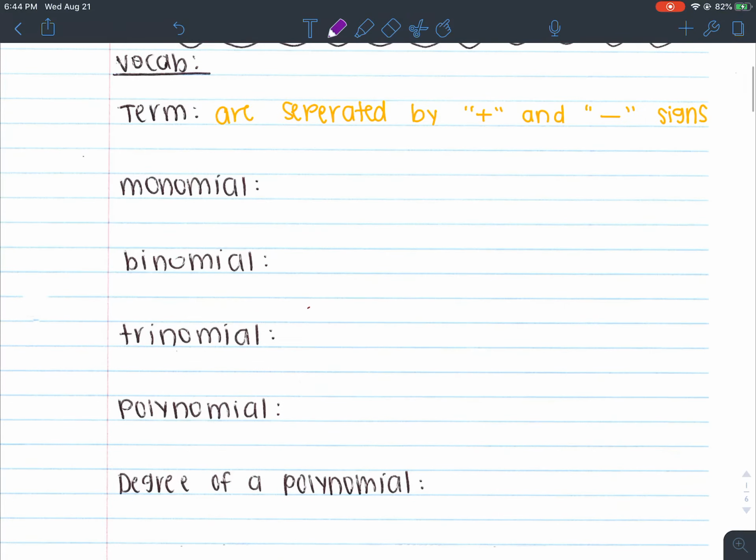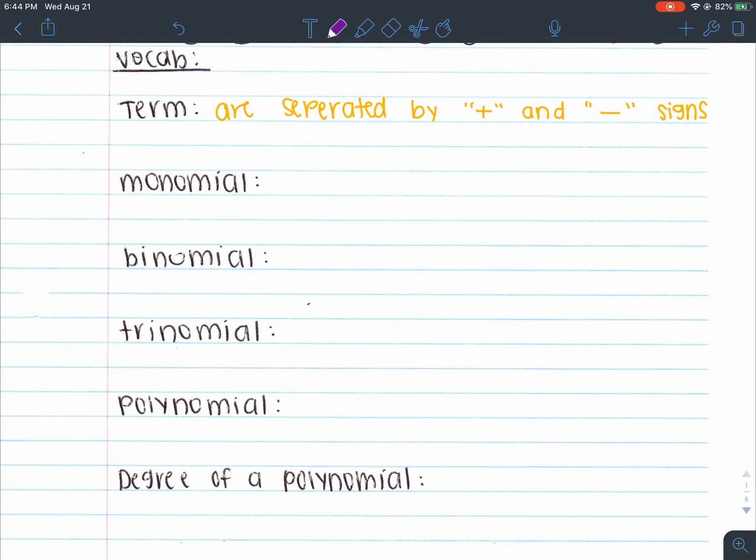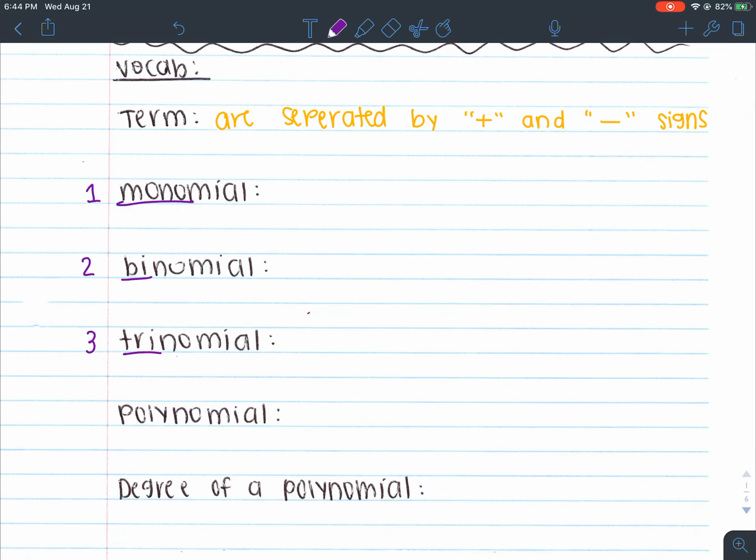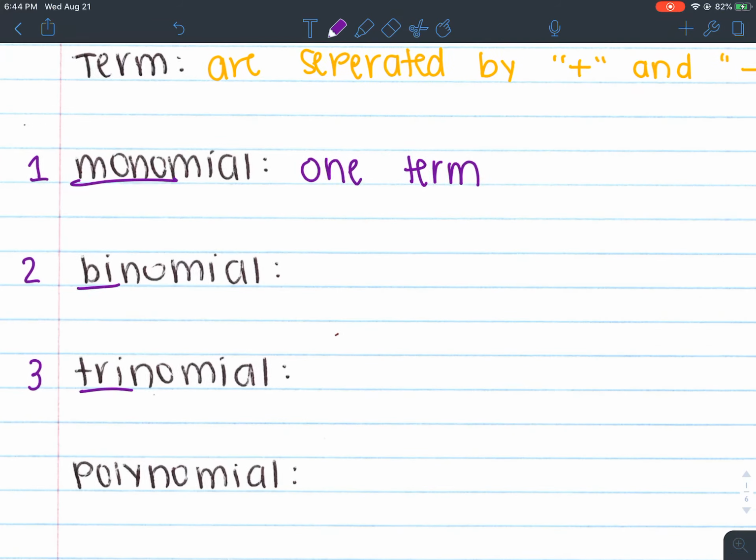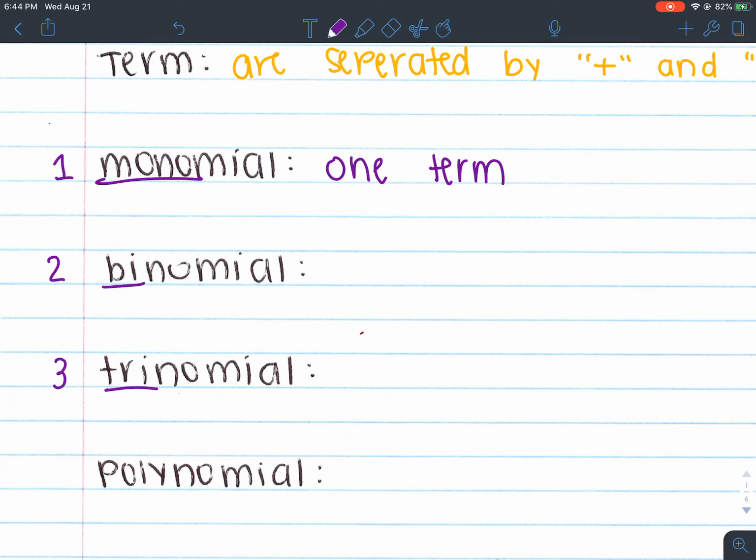All right, and then the next three words here, you would notice that maybe the prefix is kind of familiar to you. So we have mono, bi, and tri. So mono means one, bi means two, and tri means three. So if I have a monomial, that is going to be one term. Okay, so here's some examples of what a monomial might be.